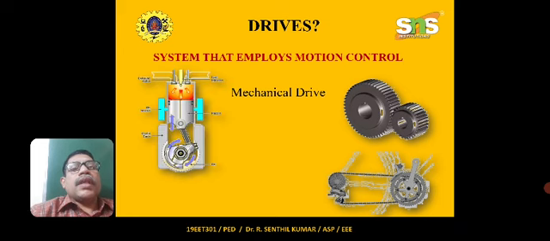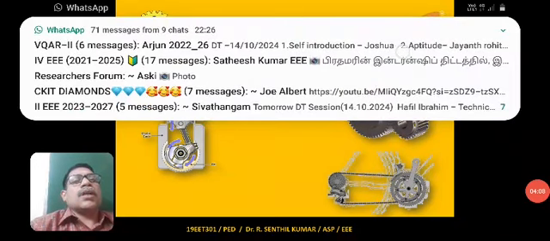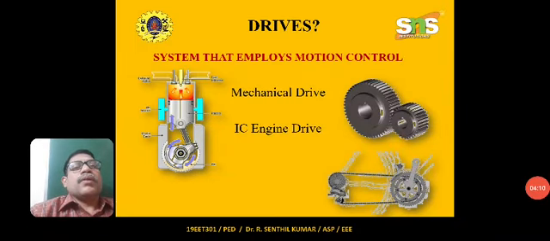And now see the next drive. What is the next drive? Anyone may say it consists of a piston and an engine. Yes, very good. This is the IC engine, the internal combustion engine drive. See here, IC engine drive. This is the next stage from the mechanical drive. The next emerging drive is the IC engine drive.